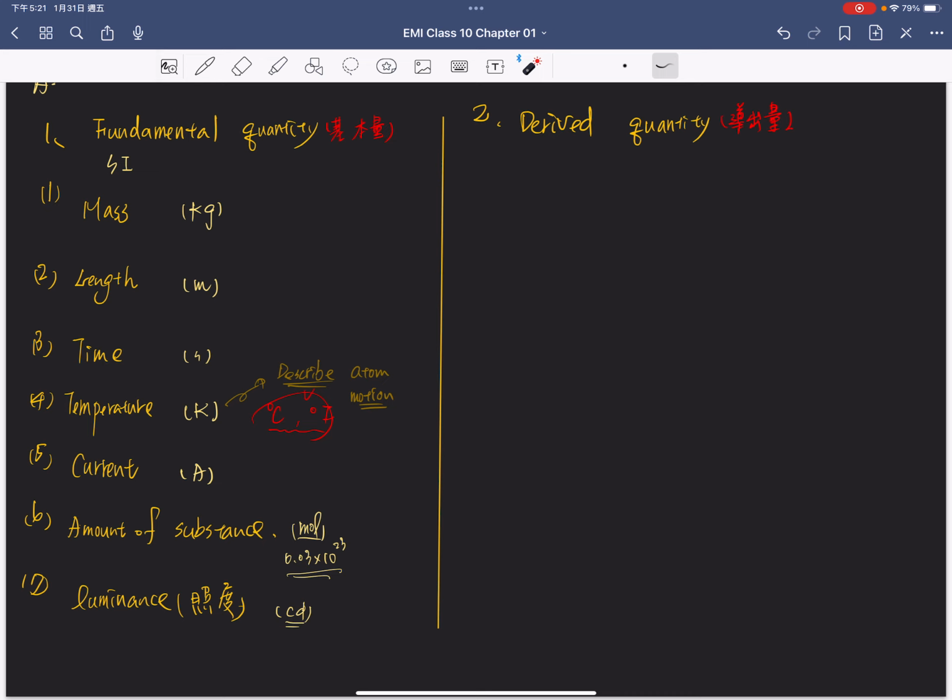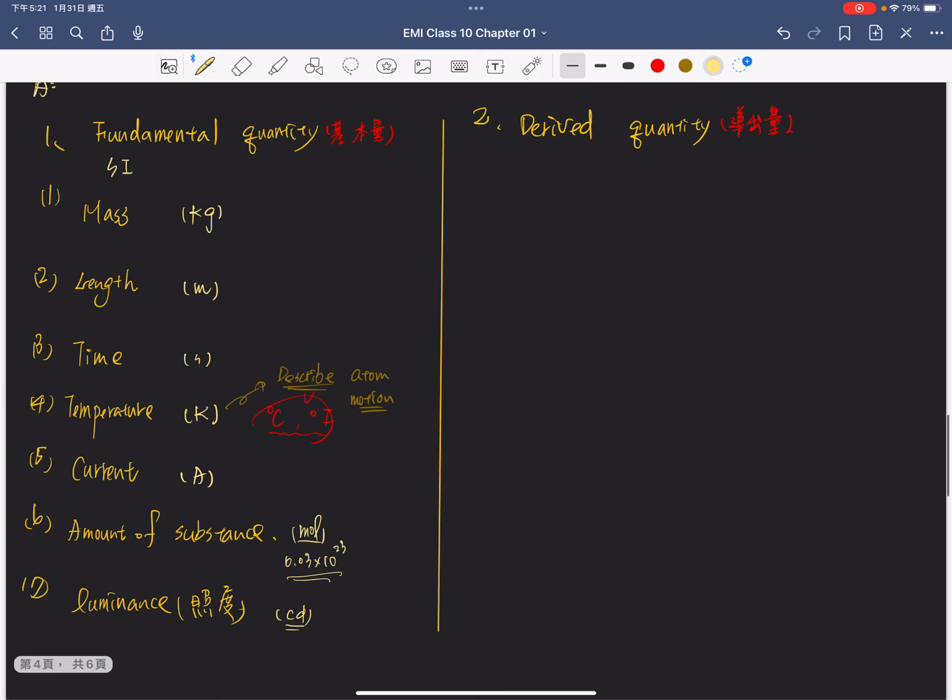Also, the entrance exams have been very famous over the past decades, so this is important. Okay, the second part we want to discuss is the derived quantities. Derived quantities means that you use the fundamental units, such as mass and length, among the seven fundamental units, to describe the quantities. So the first one is velocity.